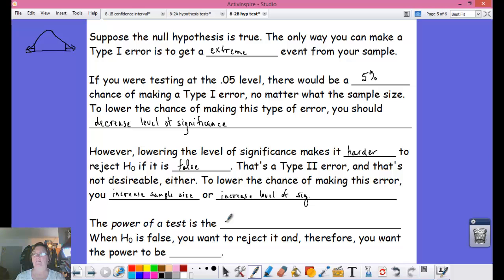Actually, the power of a test is the probability that H sub O gets rejected. In our class, we're not going to ask you to figure that probability. That's for a higher level of stats than us. However, you should just have heard the term, the power of a test. It's the probability that H sub O is rejected. When H sub O is false, you want it to be rejected. Therefore, you want the power to be large. Okay? You want to reject when you're supposed to. So the power of a test, you want it to be large.